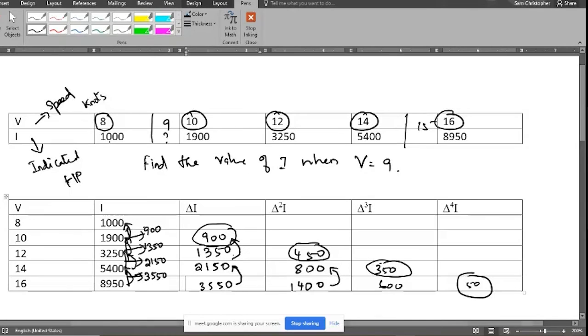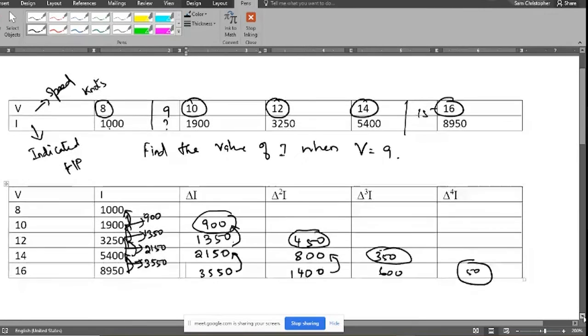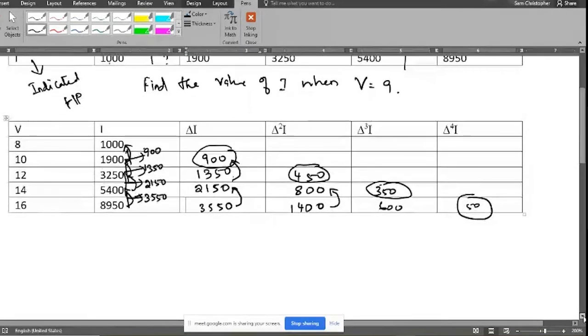Okay, now that's called I naught, delta I naught, and the first value of the period, this is called I naught. 1000 is called I naught. This is called delta I naught. This is called del square I naught. This is called del cube I naught. This is called delta power 4 I naught. This particular value is 130.